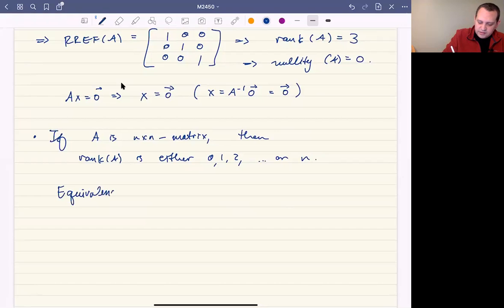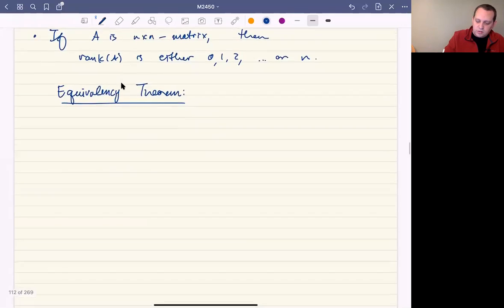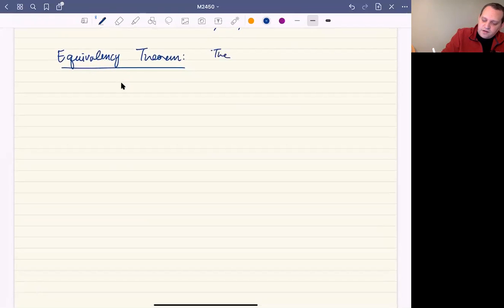So we had the equivalency theorem before, and that told us about the determinant being non-zero and having an inverse and all these things. But we can say a little bit more now. Okay, so the equivalency theorem. So the following are equivalent.